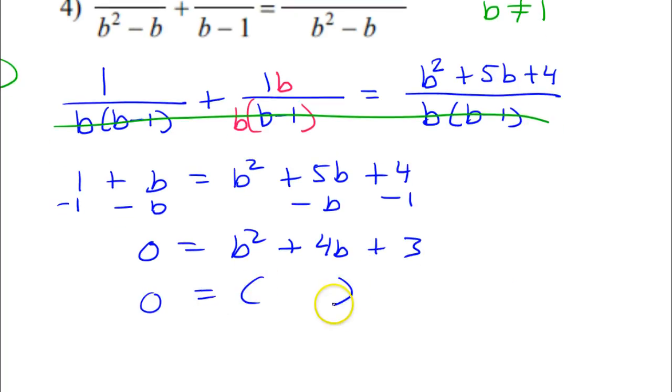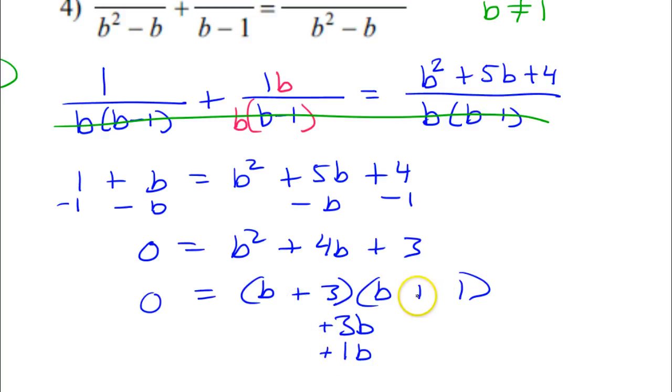Alright, let's try to factor this. B squared is b times b. 3 is 3 times 1. Inner plus outer must equal middle. Inner, I have 3b. Outer, I have 1b. To make positive 4, both of these would need to be positive, so both of these would be positive. Positive times a positive is a positive for the positive 3, so this is working.